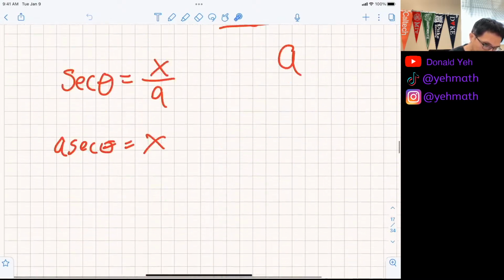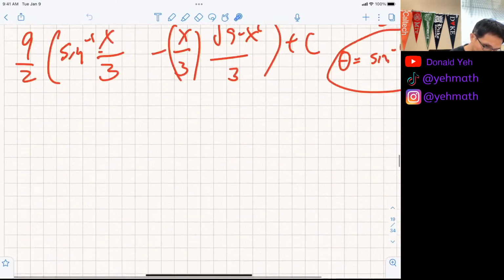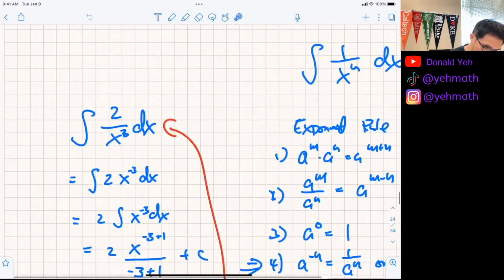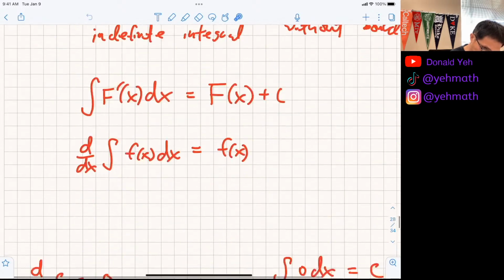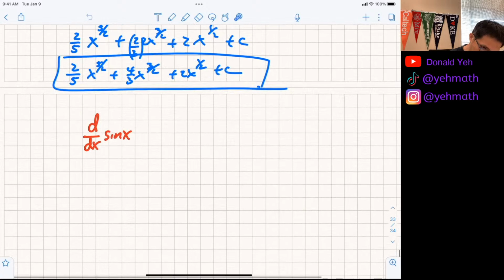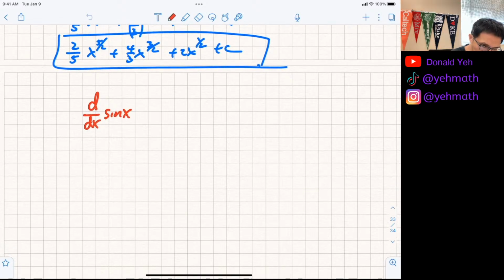So let's talk about some basic things. The derivative of sine of x is equal to cosine of x. You're going to be using this tomorrow, not today. The derivative of cosine of x is equal to what?